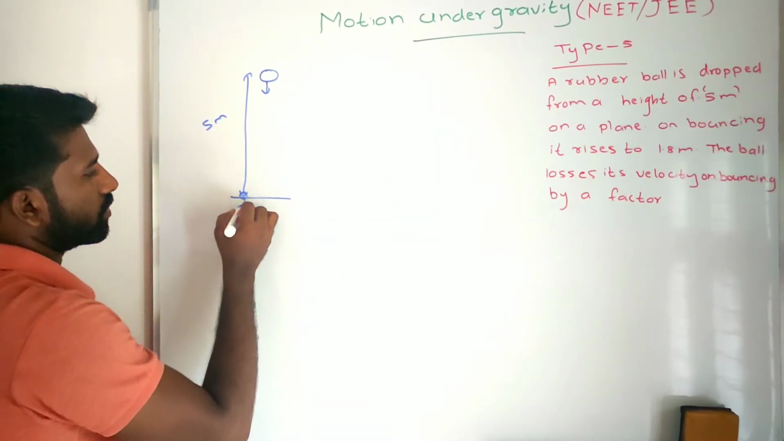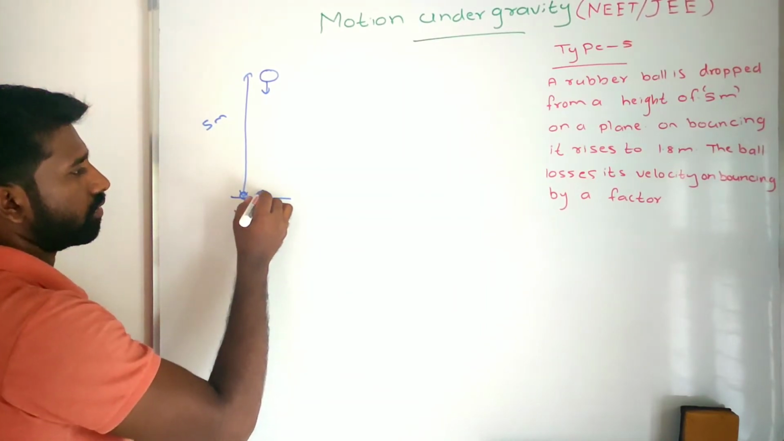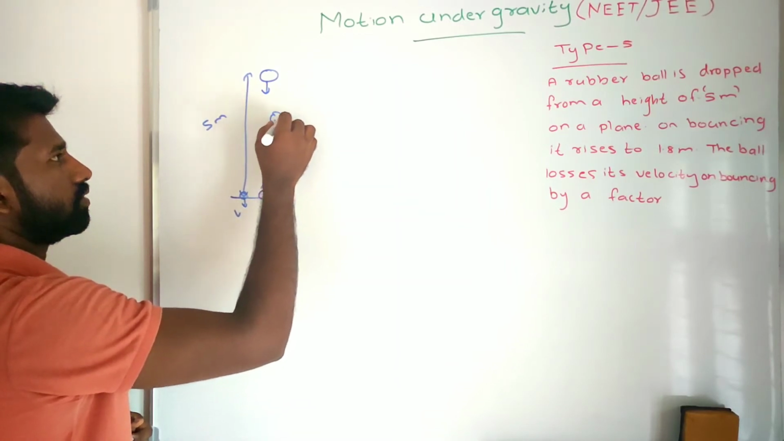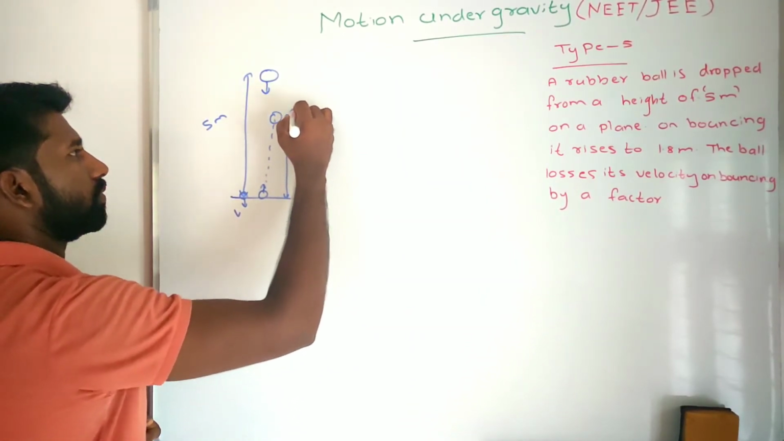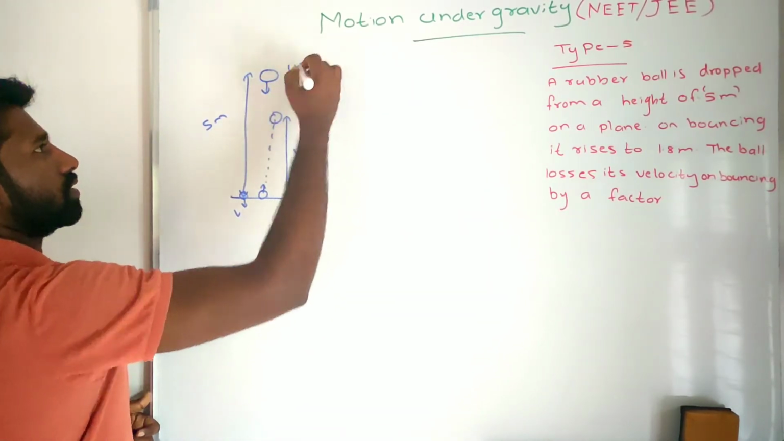Clear? It will strike with the velocity v. While striking, it loses some velocity, then it goes up and reaches 1.8 meter. While reaching 1.8 meters, the velocity becomes 0. Initial velocity here is 0.